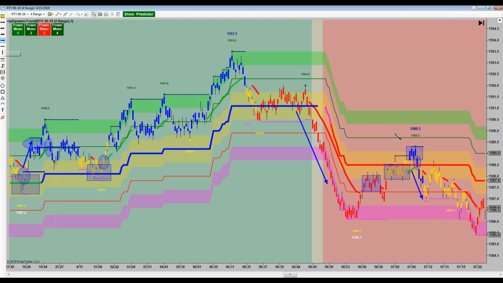Bounce back up. Kiss the midband one more time with this bar right here, giving you a secondary short opportunity to get short, more or less getting in on the close of one of these bars right here. Good. Are you getting it? Everybody's getting it. Good.